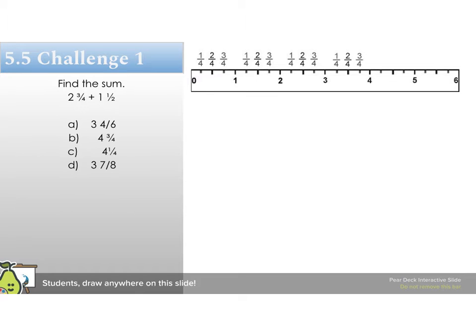For our challenge questions in lesson 5.5, find the sum. We're adding two different mixed numbers, or mixed fractions. So we have 2 and 3/4 plus 1 and 1/2. Now there are different steps that you're going to have to do.